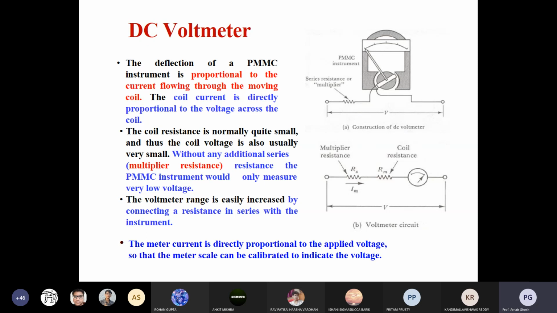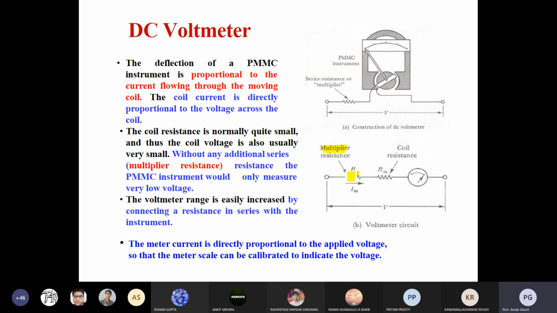Then the DC voltmeter. Everything I have discussed up to now was for the ammeter. Now we have to do it from the voltmeter point of view. In the case of the ammeter, the additional resistance is connected in parallel to your system. But in the case of the voltmeter, you are measuring the potential drop, so you have to connect the additional resistance in series. There is swamping resistance and the multiplier resistance. That additional resistance is called the multiplier resistance, RS.